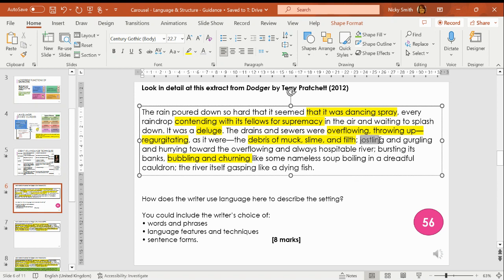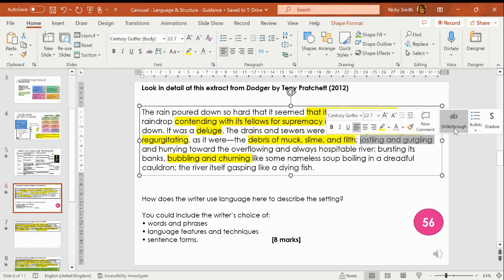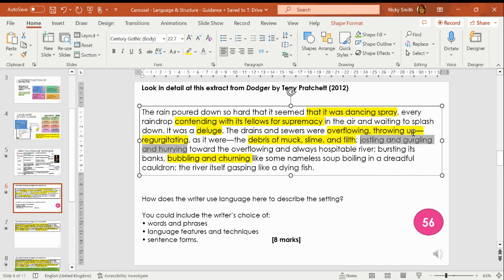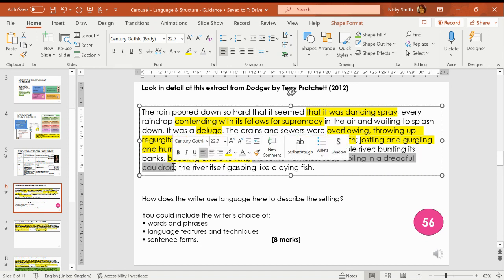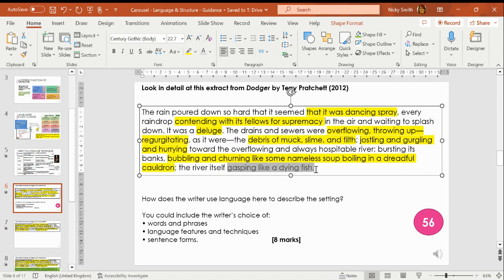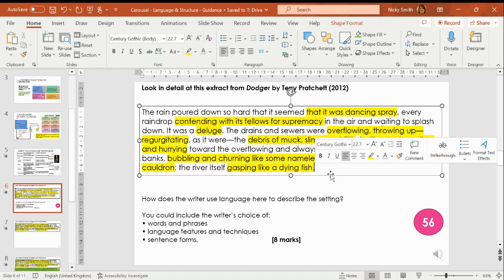So we've got, can you see these words here that all end in "ing"? You can see a connection between them. If there's a connection, if you recognise something that joins words together, highlight them. And then, "like some nameless soup boiling in a dreadful cauldron," that straight away jumps out as being a simile because it's got the word "like" in it. Also, "gasping like a dying fish." So we've clearly got two similes there.